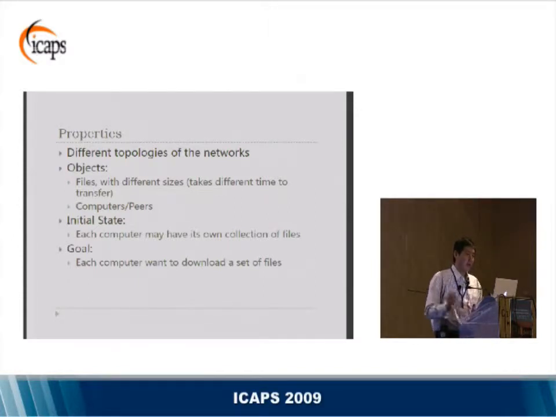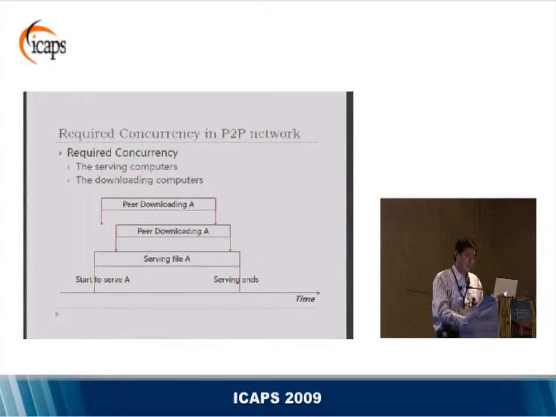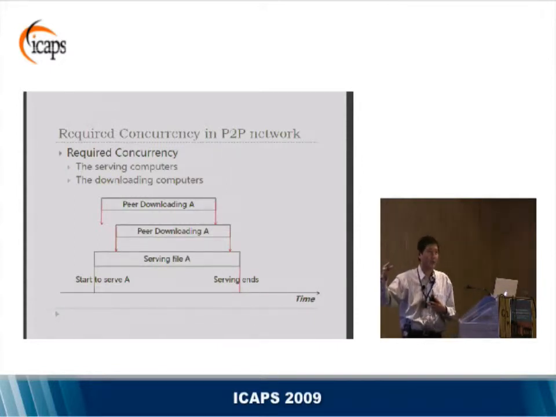And then initially, each computer may have its own collection of files. And the goal is that each computer may want some files from other computers. So this problem really requires a lot of concurrency, like I said, because you can download a file only when a computer is serving. So therefore, concurrency is really required.